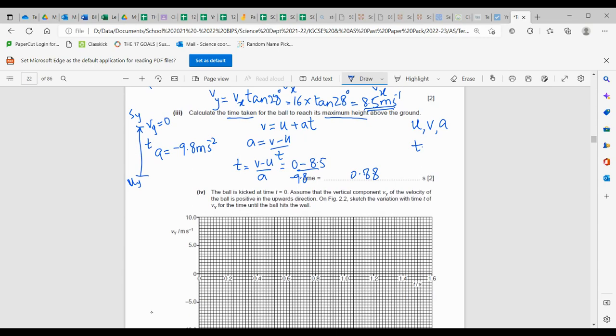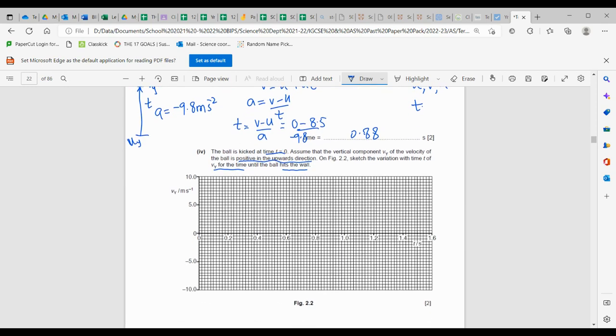Now, the next part. The ball is kicked at time t equals 0. Assume that the vertical component of the velocity of the ball is positive in the upwards direction. On figure 2.2, sketch the variation with time of Vy for the time until the ball hits the wall. Okay, so we have to draw a graph for Vy versus time. This is time over here, this is the V axis.